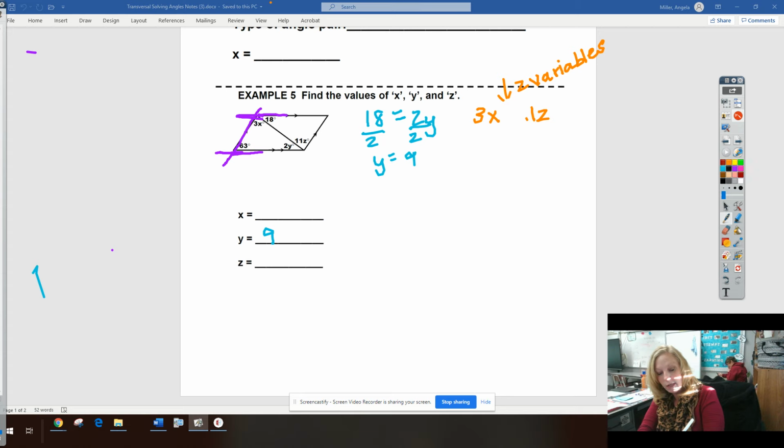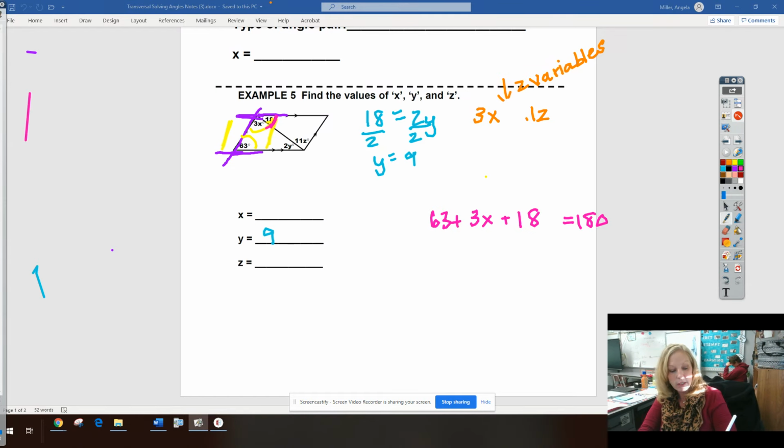If I wanted to look at just these inside the house, I would have this one and this one. So I have same side interior angles. They're both on the right, they're both inside my lines. I know that same side interior angles are going to equal 180, so I'm going to come over here and put equals 180. Now I'm going to add all of the things. I have a 63 and I have a 3x. 3x is right here. And then I have over here an 18.